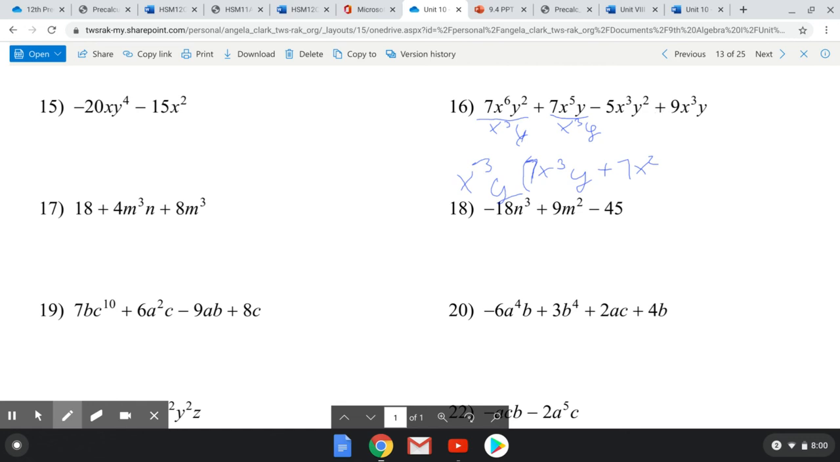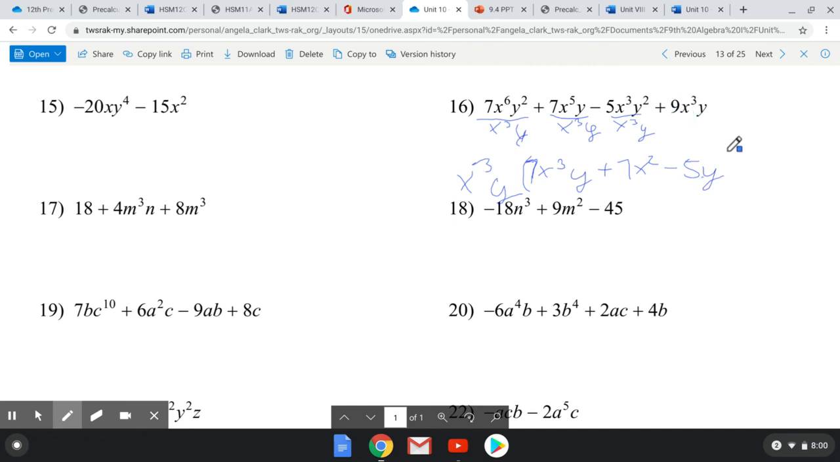And then doing the same thing here, x to the third y. So the 5 stays the same. And then x to the third divided by x to the third, right? 3 minus 3 is 0, so that's just 1. Those cancel, so we're not going to have an x here. And then we have y squared divided by y. 2 minus 1 is 1, so we just have y.